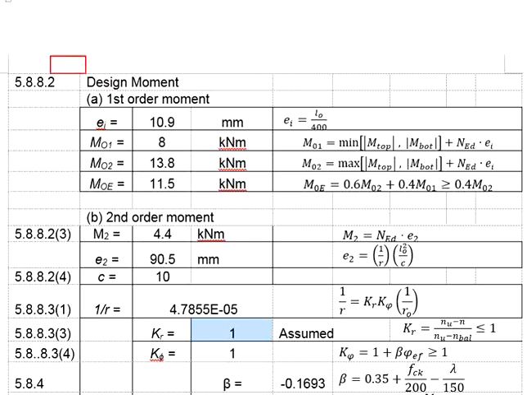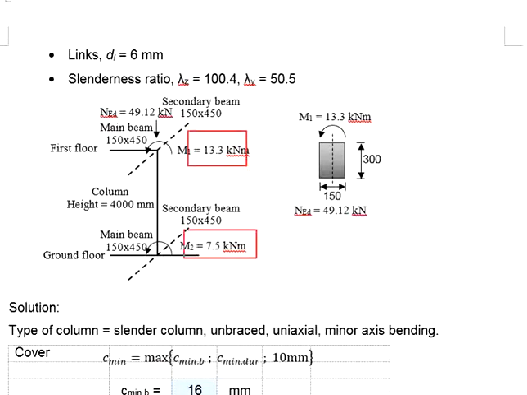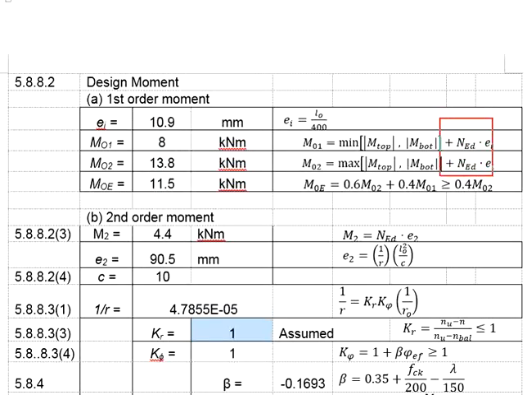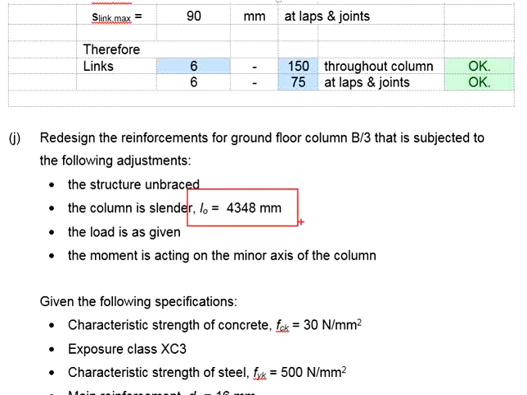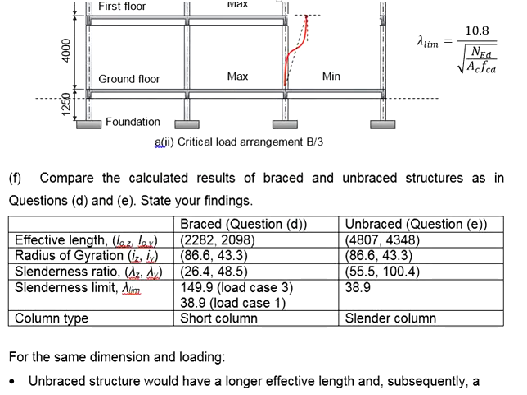Same process, we will deal with the first order moment. Nothing new, you need to get the moment acting onto the column, which are 13.3 and 7.5, to be added up with the moment due to the imperfection, which is calculated by having the axial load multiplied with the e_i. e_i is calculated on the basis of the effective length divided by 400. The effective length is given 4.348 meter, which is the extension from the slenderness check for the unbraced structure. We are talking about the minor axis, 4.348 meter.